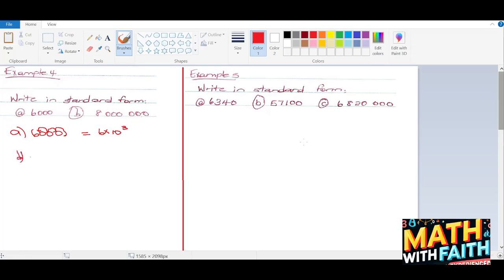The second one, 8 million, is 8 with 6 zeros. The point, again, is understood to be right here. So we have to move the point 1, 2, 3, 4, 5, 6 times to get one digit before the point. Remember, in standard form, the aim is only one digit before the point. So we moved it 6 times. So this is 8 multiplied by 10 to the power 6.